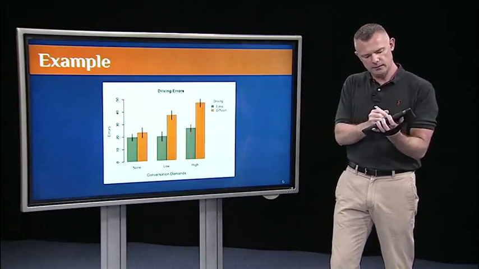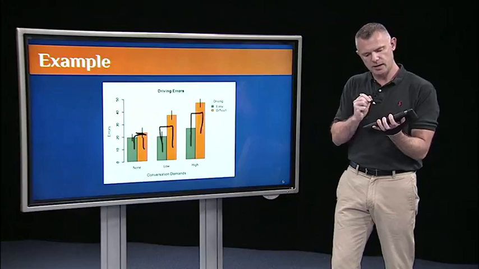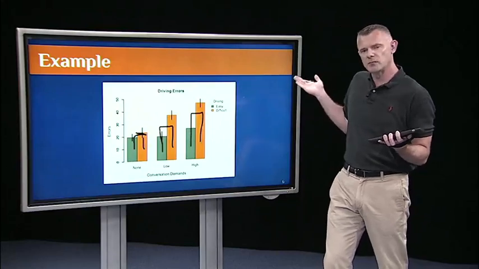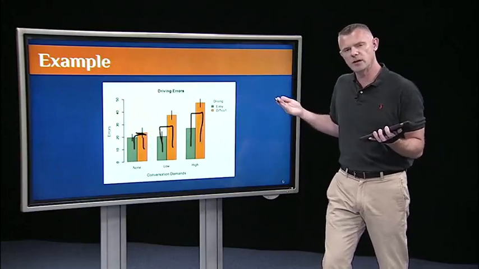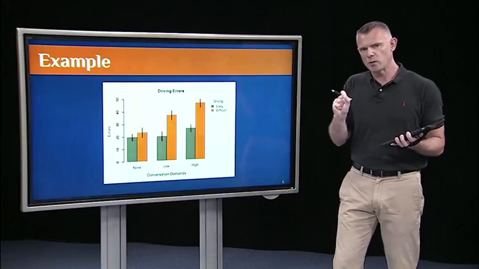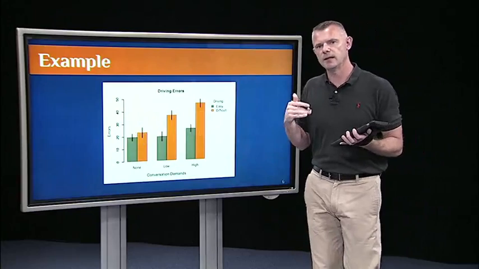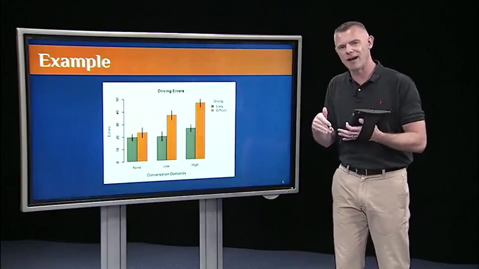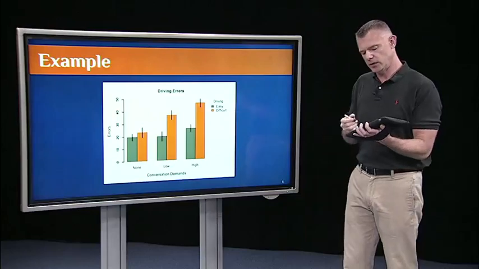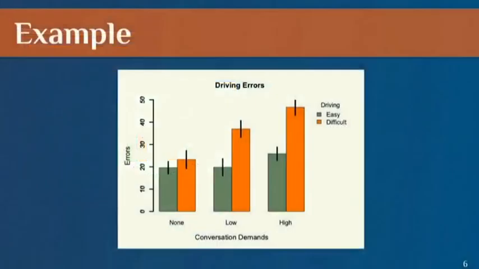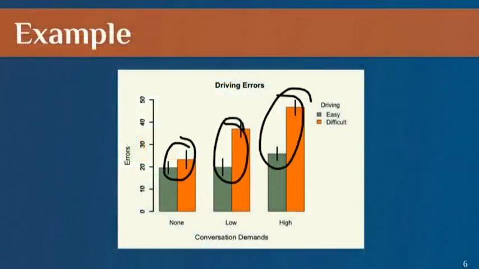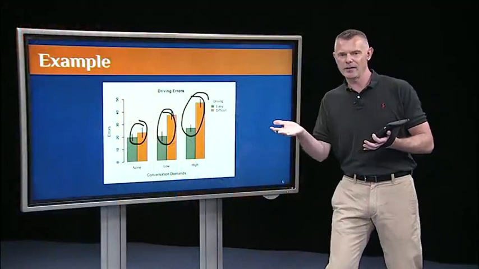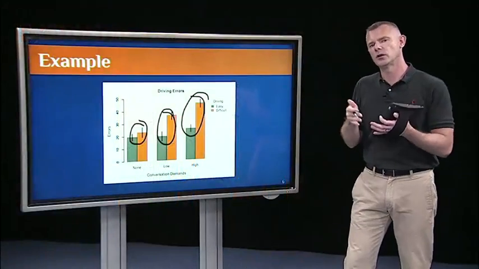So if I just want to look at these two together versus these two together and these two together, it looks like just conversation by itself matters, right? So more demanding conversation, more errors. But the most important piece here, and this is the new concept in this lecture, is that these two variables interact to produce more errors. So you can see that there's hardly any difference here, a bigger difference here, and the difference gets even larger at the high demand conversation condition. Conversation demand and driving difficulty interact to produce more errors.